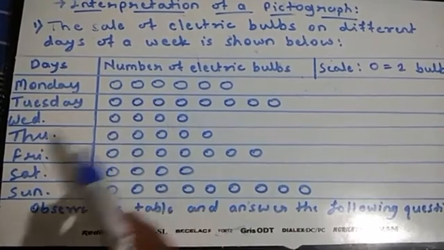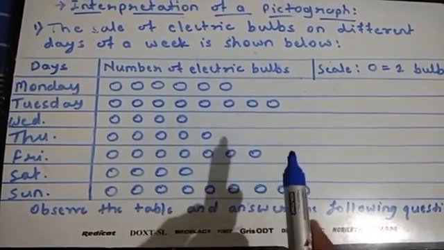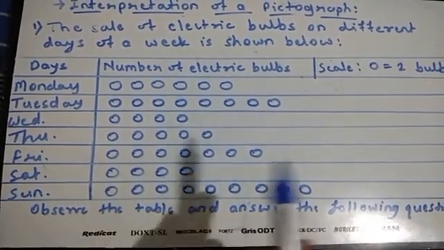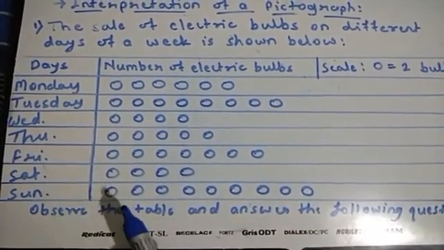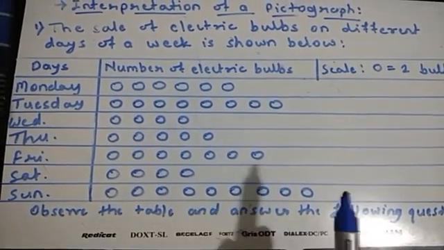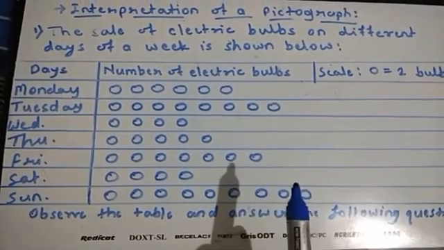On Friday, 1, 2, 3, 4, 5, 6, 7. 7 2s are 14 bulbs. Saturday, 4. 4 2s are 8. And here, Sunday, 1, 2, 3, 4, 5, 6, 7, 8, 9. Total 9 circles, means 9 2s are 18 bulbs on Sunday.